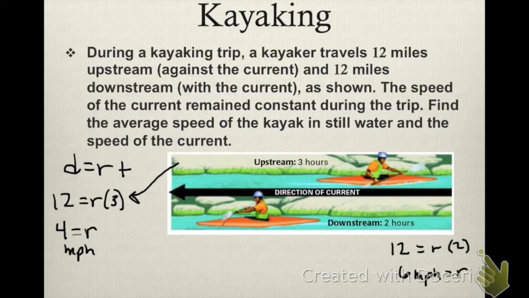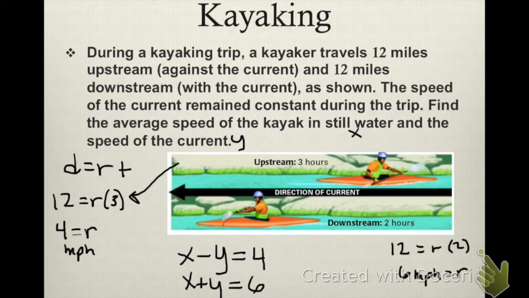So now we have these two equations. These are our totals. In this upstream, against the current, you're traveling at 4 miles per hour. So my rate in still water, I'm going to say is x. And the current, I'm going to make y. So going upstream, I'm going against the current. So I'd have x minus y equals my rate upstream, which would be 4. Going downstream, I'm with the current. The current helps me, so it would be x plus y equals 6.